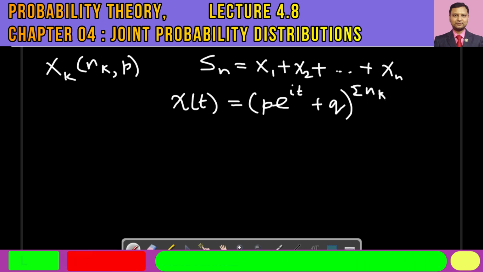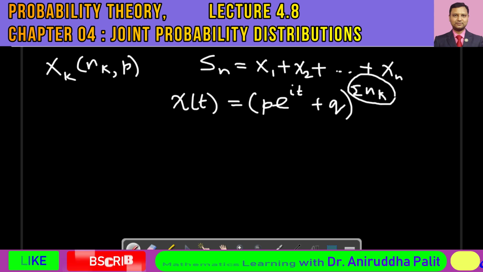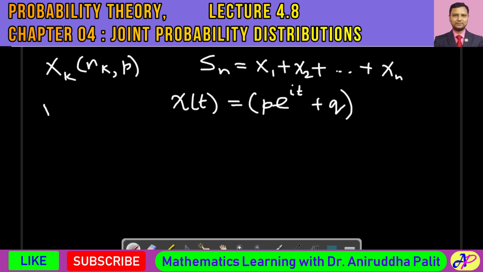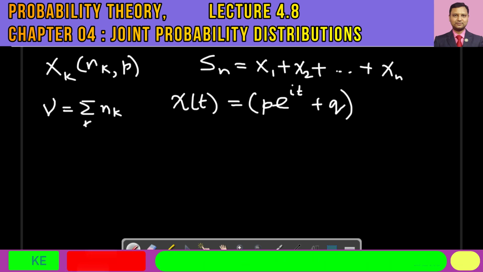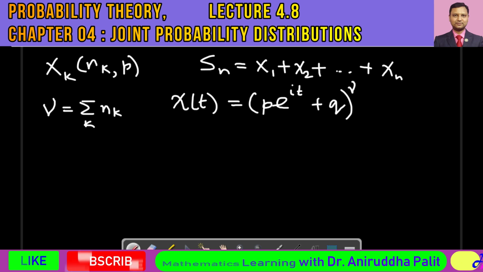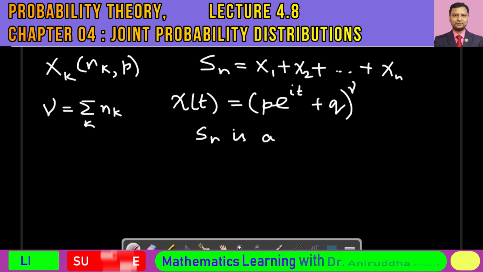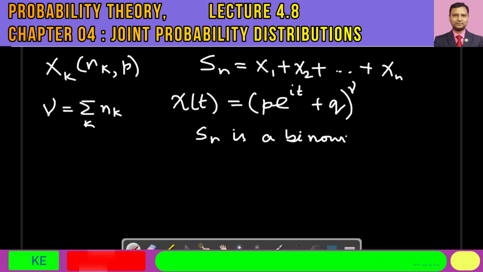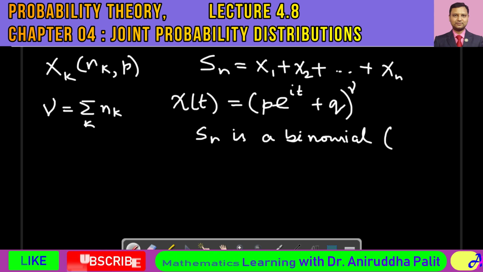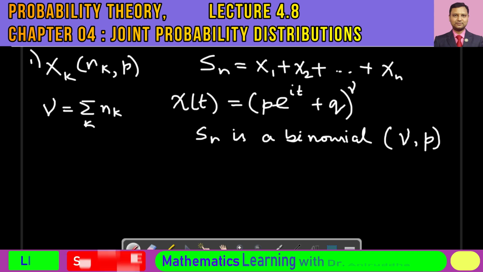summation of nk. Now if we designate this summation of nk by mu, where the summation is taken over all possible values of k, then from this expression of the characteristic function we can conclude that Sn is a binomial variate with parameters mu comma p. So this is one result.